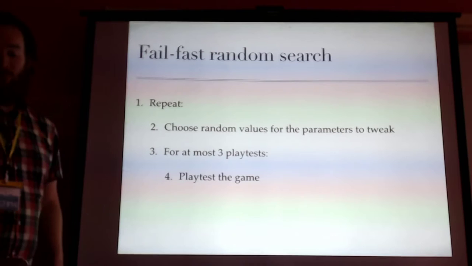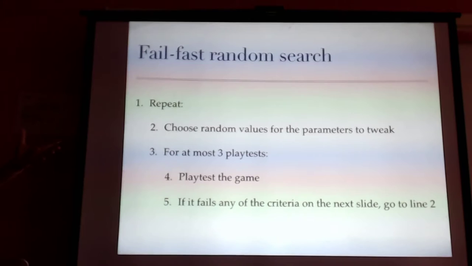We play the game with that playtester. And on the next slide, I'm going to have some criteria that we have for that playtest. If any one of those fails, we throw that random variation away. We go back here and choose another random variation. So we're failing fast. If we get one failure, throw it away, start again.